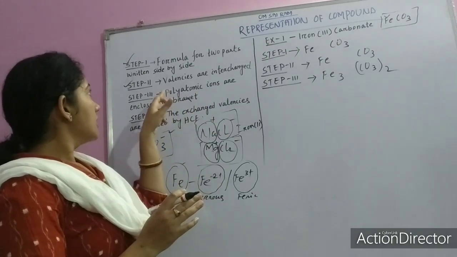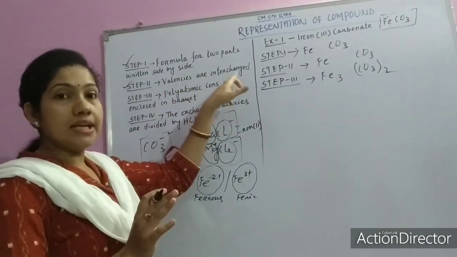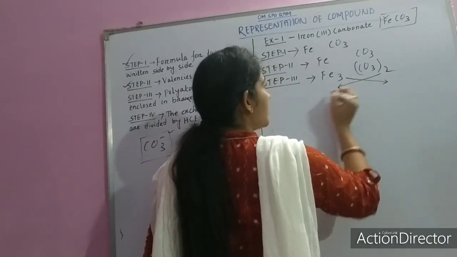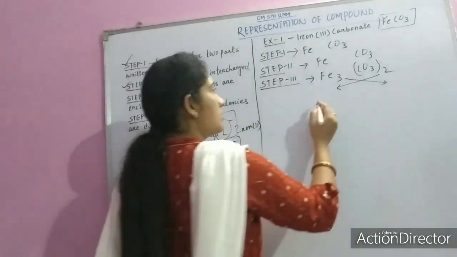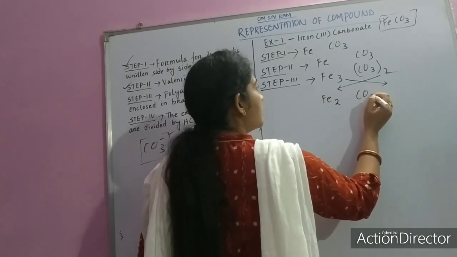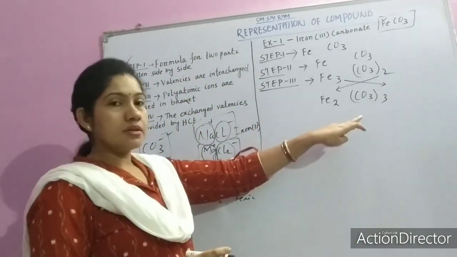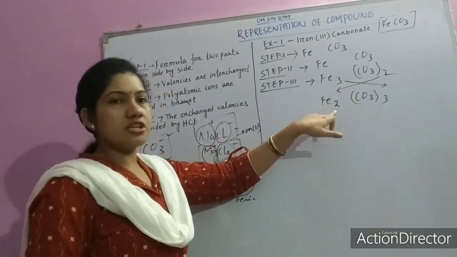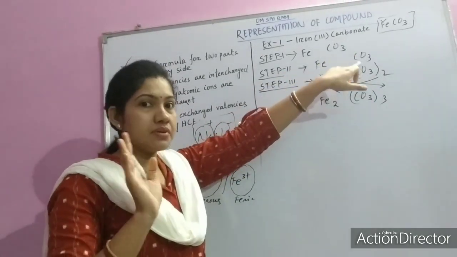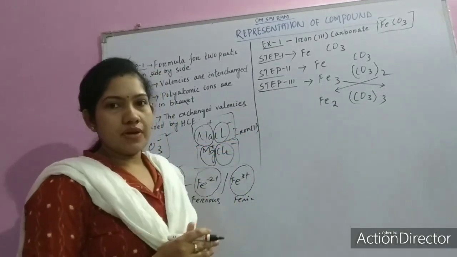So here let us do our second step. Valencies are interchanged. So we will interchange the valency. If we interchange the valency, what can we get? Fe2 (CO3)3. Is it? So here we have interchanged the valency of iron and carbonate. Already we have done it, if you all remember. So this is the interchanged valency.